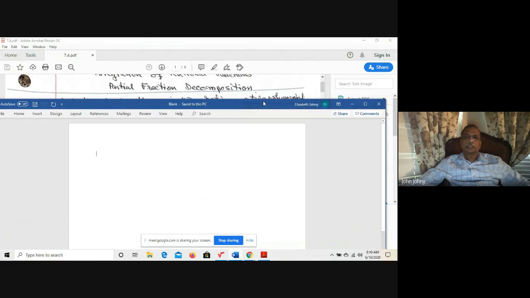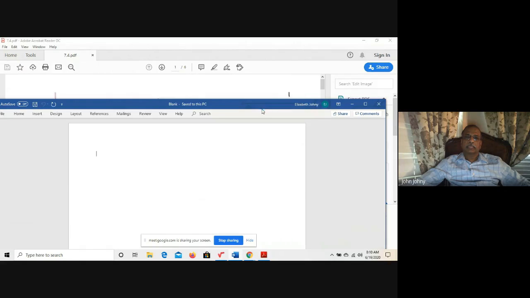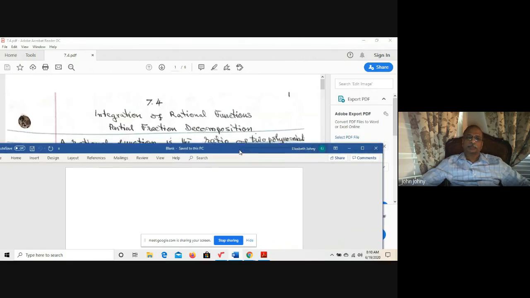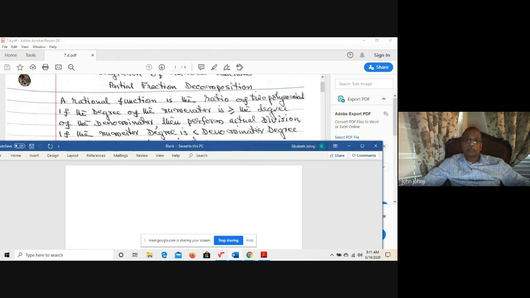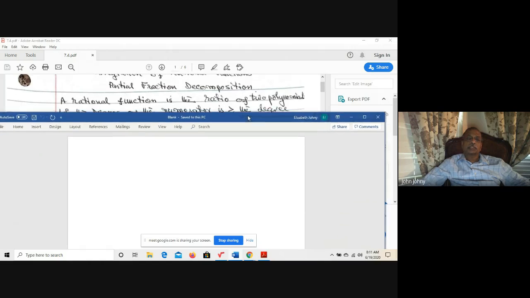7.4 deals with partial fraction decomposition. So, integration of rational functions, the partial fraction decomposition. That is the section. And now you must know what is meant by a rational function, what is meant by partial fraction decomposition, etc.